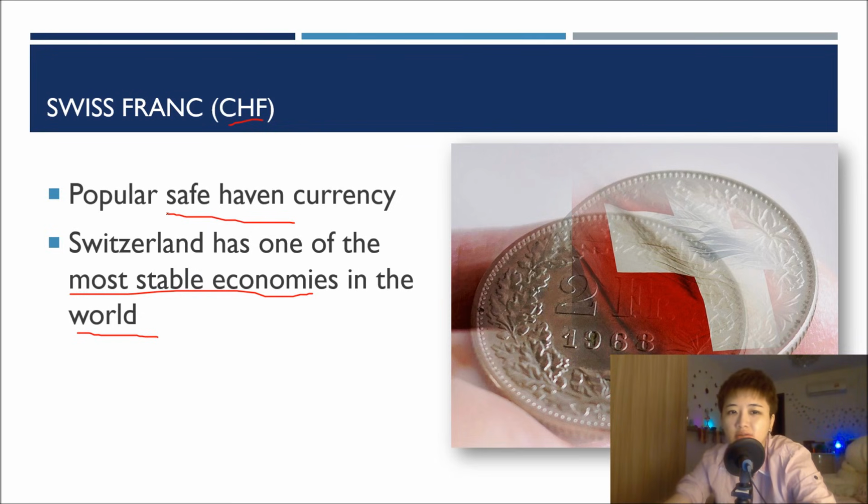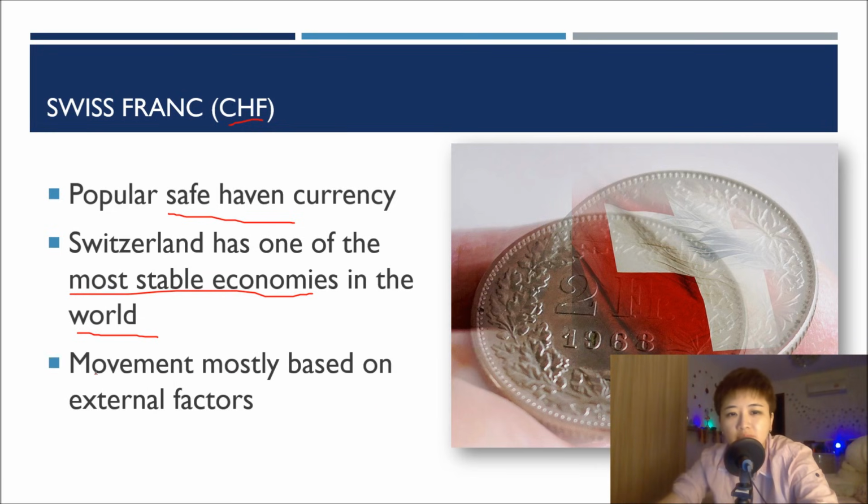Also, Switzerland is known for low unemployment and very low inflation rates. And Switzerland is also a major exporter of some very important commodities, for example, jewelry. You know, the Swiss watch that a lot of rich people like. You know what I'm talking about. And if you look at how the Swiss National Bank manages the economy, you realize that they have a conservative monetary policy. Over the past few crises, you realize that they try to avoid printing money. About central banks, more on this later on. Movement is mostly based on external factors.